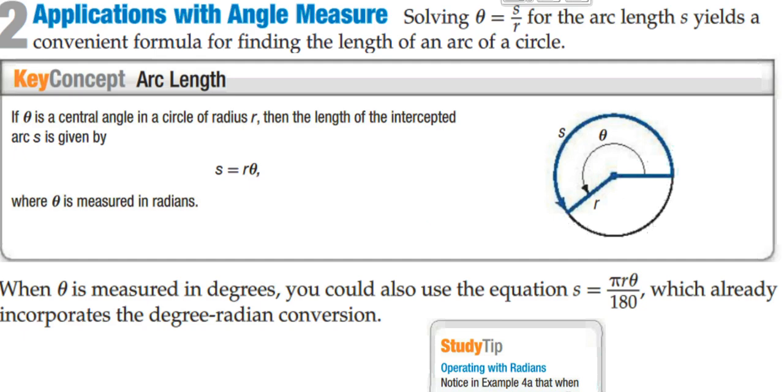Then the next part of this lesson is about arc length. And so let me ask that you write some things about arc length. So I'll circle that arc length. And if theta is the central angle in a circle of radius r, then the length of the intercepted arc s is given by s equals r theta.